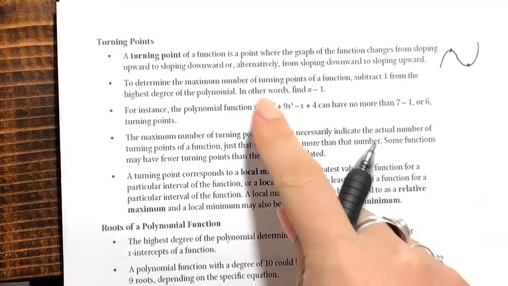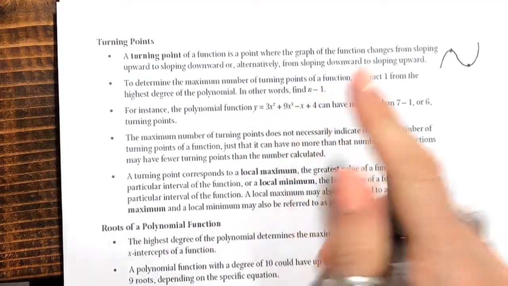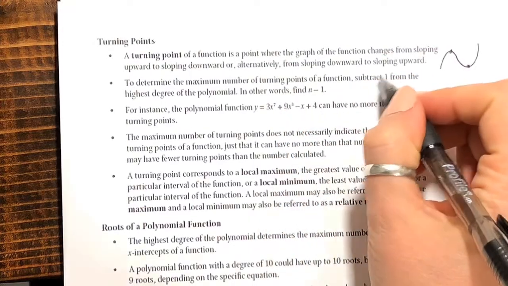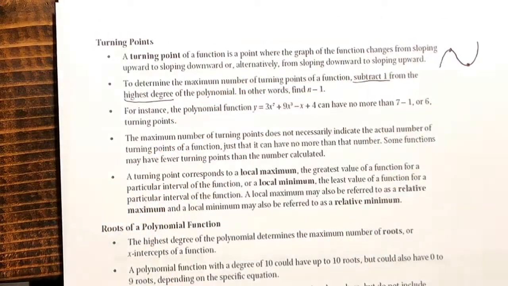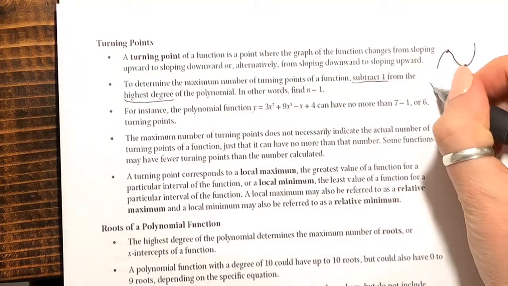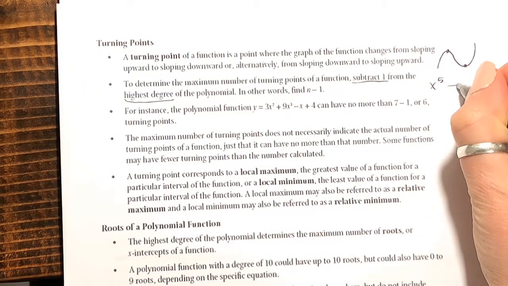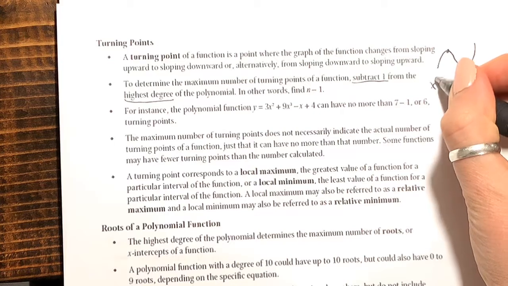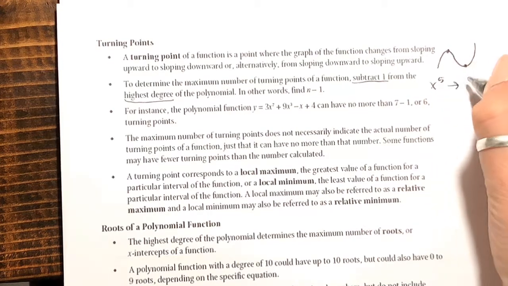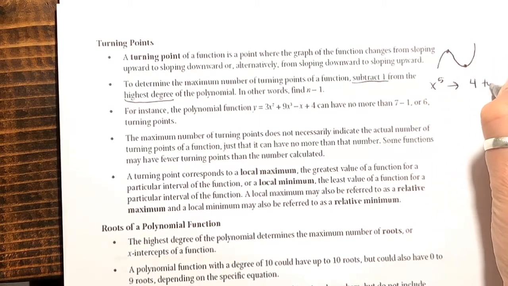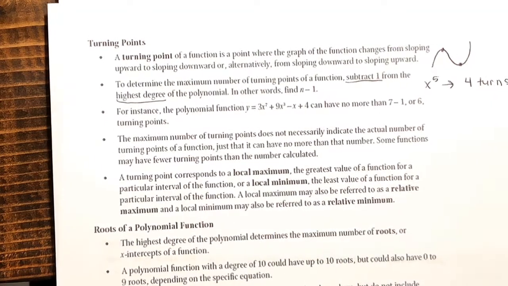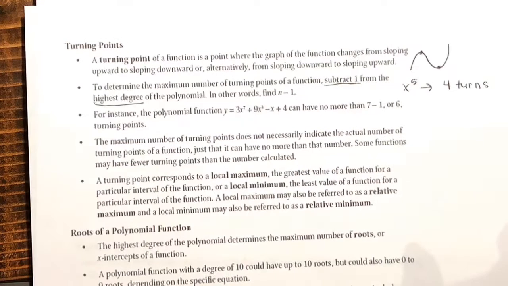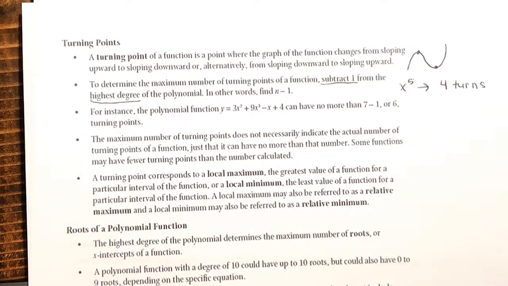If you look at your polynomial, to find the number of turning points you're going to subtract 1 from the highest degree of your polynomial. So let's say I have an x to the 5th. That means I'm going to take that degree of 5, subtract 1 from it, so that's going to have 4 turns. I don't even need to see the picture of the graph. I can just know the equation, and I will be able to tell how many turning points it has.